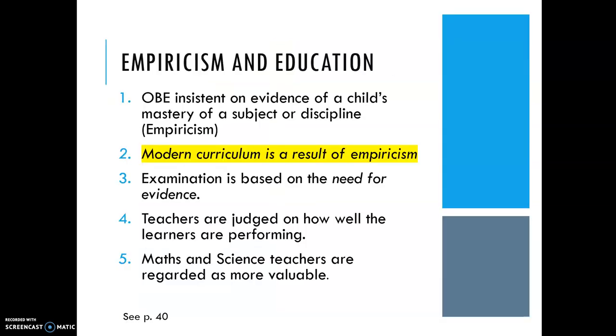So how does it work in education? Outcomes-based education is insistent on evidence of a child's mastery of a subject or discipline. So it's based on the outcomes. Can the child achieve what was set out? The modern curriculum that we follow today is a result of empiricism. The examination is based on the need for evidence. Why do our children need to write exams? So we can find the evidence, the proof that they have mastered the material.